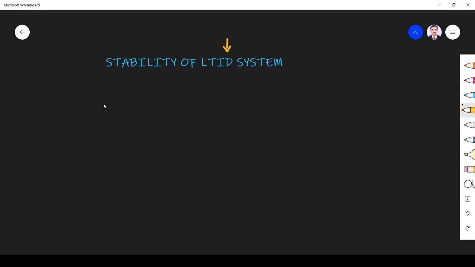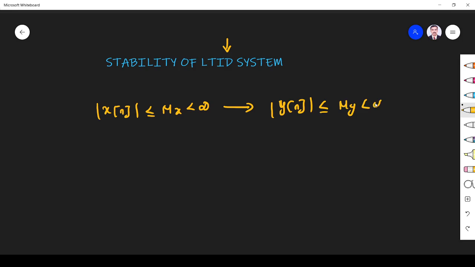We have already known that any discrete time system is stable if bounded input x of n, when it is bounded, has some finite value. It should not be infinite. Bounded input produces bounded output. Y of n is the output. The magnitude should be some finite number, not infinite. This is bounded input, and this is bounded output. If bounded input produces bounded output, then the system is known as a stable system.